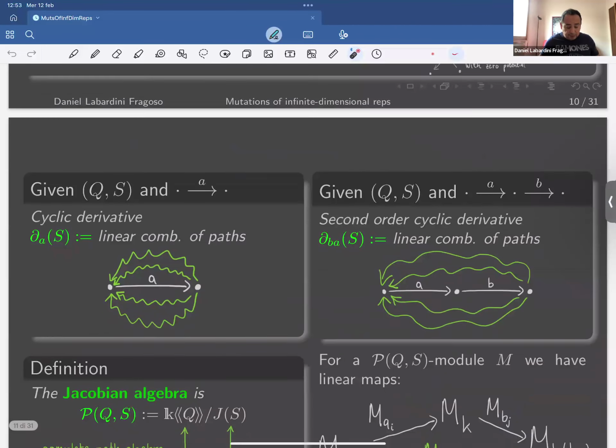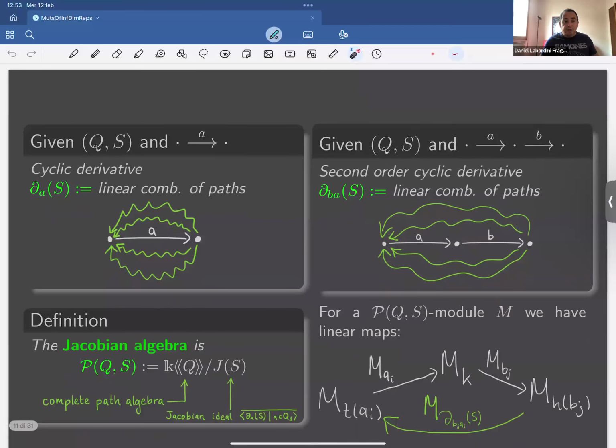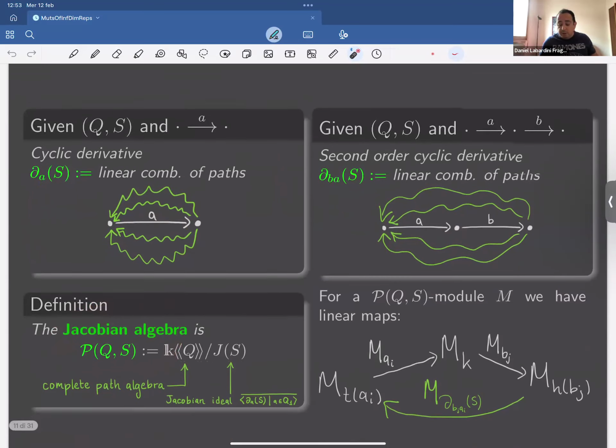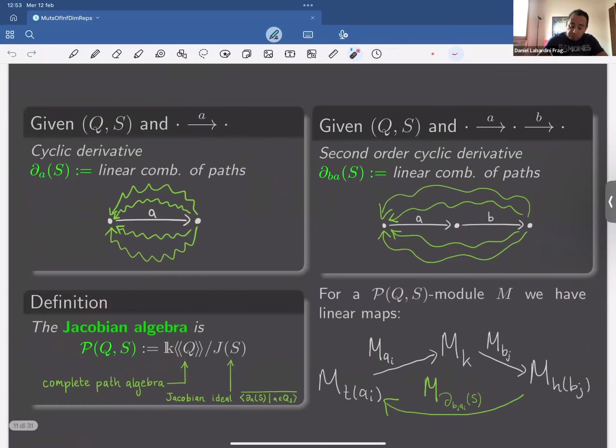Okay, but let's go back, because we were interested in mutating representations, right? So we already introduced cyclic derivatives, yeah? And so to be able to mutate representations, representations of what? Of the Jacobian algebra, some modules over the Jacobian algebra, we also need the notion of second order cyclic derivative, which works as follows.